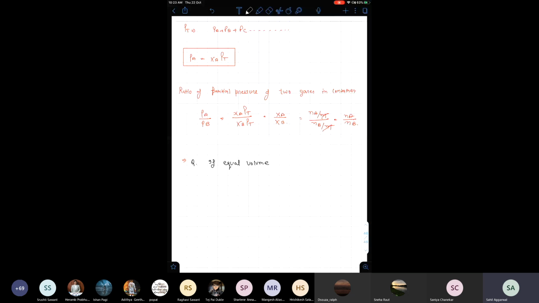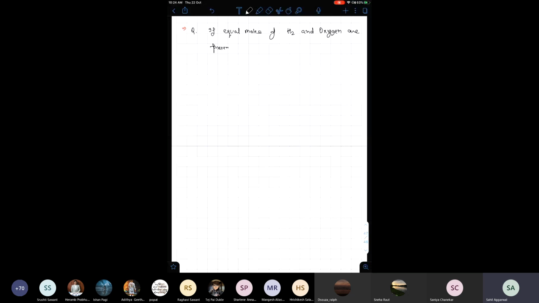Make it equal mole first. If equal moles of hydrogen and oxygen are present in the container, then the ratio of the partial pressure exerted by them will be?